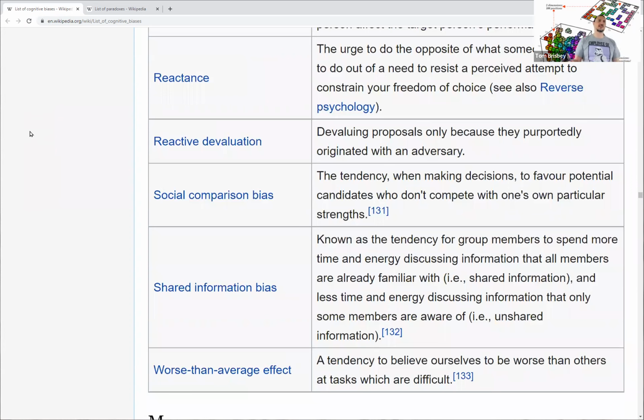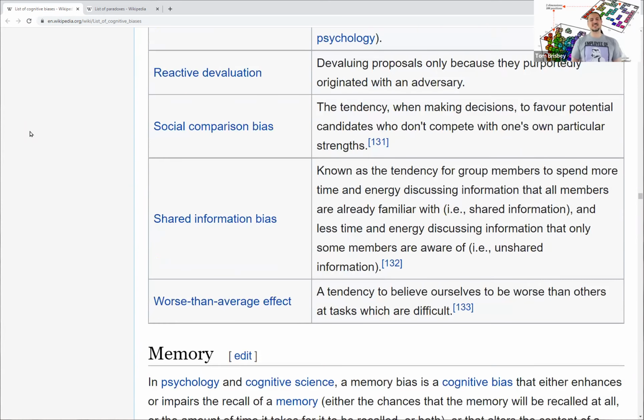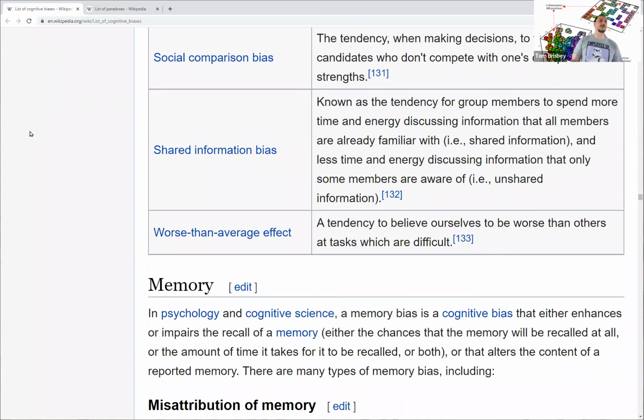Social comparison, the tendency when making decisions to favor potential candidates who don't compete with one's own particular strengths. Yeah, if I have 10 people and I know that I stack up nicely compared to 2 of them, I'm going to want those 2 people to be the last one standing along with myself, regardless of who the best person for the job may be. You're just measuring yourself relative to everyone else.